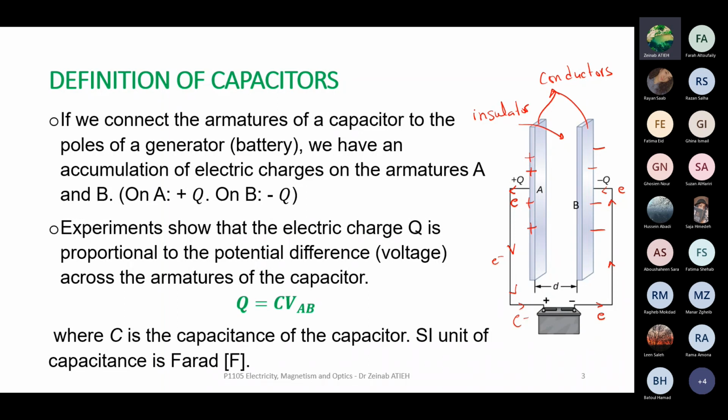Each time we replace our battery with a different battery, the capacitor will charge to a new voltage. And if it charges to a new voltage, it will carry a new amount of charge Q. Okay? They found out that the quantity of charge Q and the voltage carried by the capacitor are always proportional. And they called this proportionality constant the capacitance.